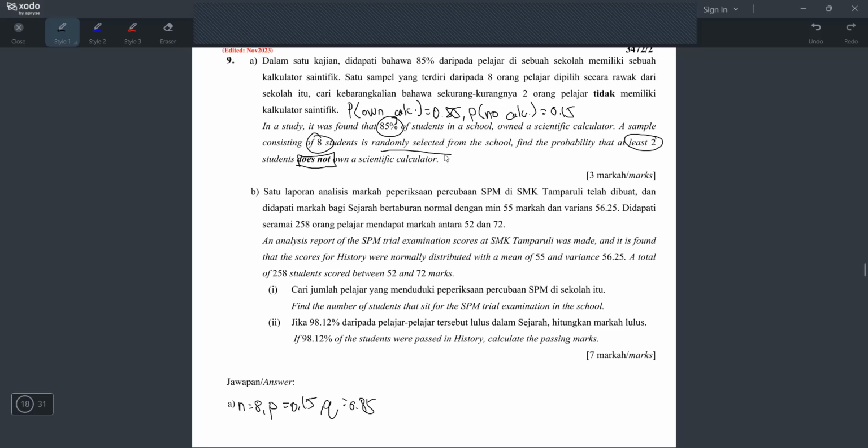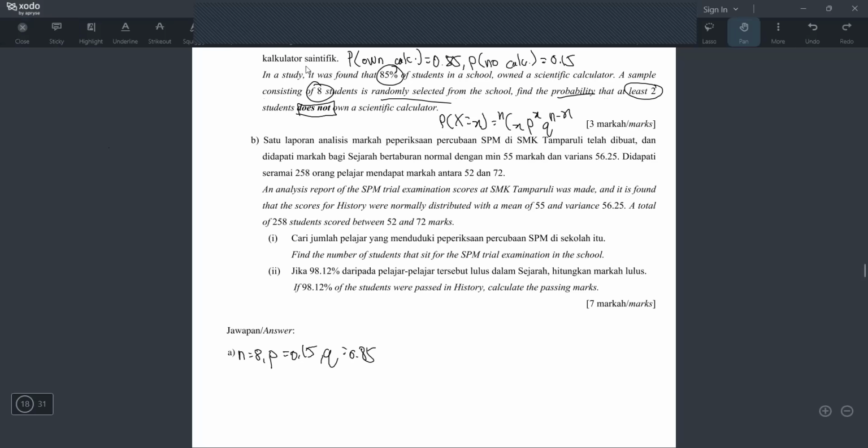So remember, because they want to find probability, I'll definitely be using this formula: nCx, p power x, q power n minus x. But before we use this formula, we need to determine our n, p, and q first. So my n is 8. P and Q, you cannot assume, because there are 2 probabilities. You don't know which one is P, which one is Q. You have to wait until the last line, you see what they want. If you want to find the probability of those who do not own, then the probability of not owning is success. If they want to find those who own, then the probability of owning a calculator will be the success.